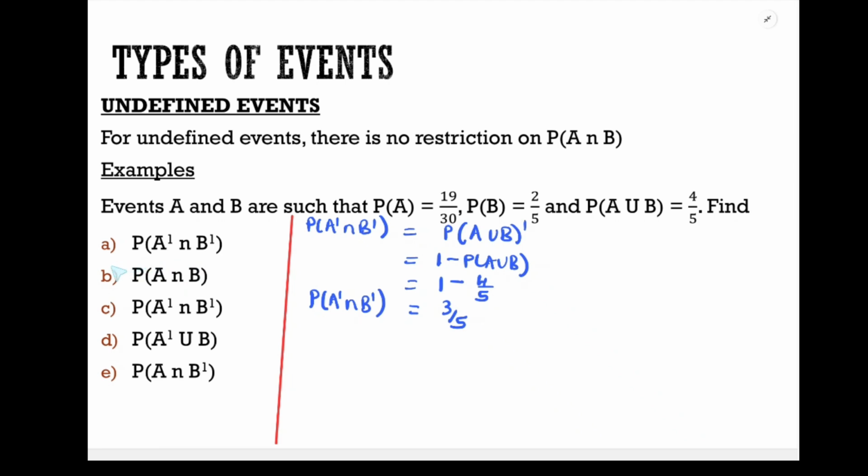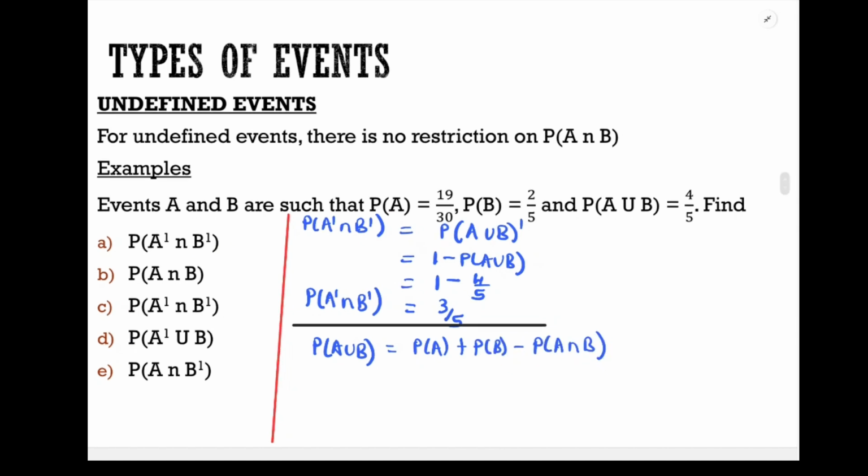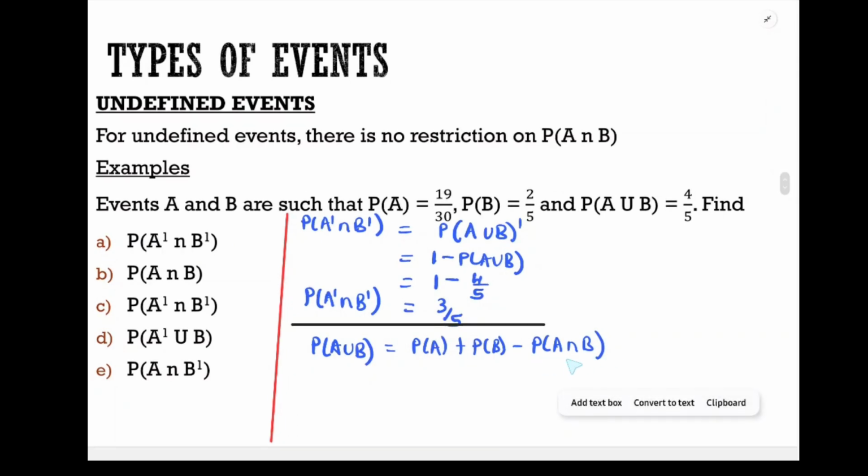Then part B wanted us to find probability of A intersection B. What shall I use in that case? Because in the question I'm only given probability of A union B and probabilities of A and B. I know that my probability of A union B is equal to probability of A plus probability of B minus probability of A intersection B. So by substituting, I'll be able to get my probability of A intersection B.